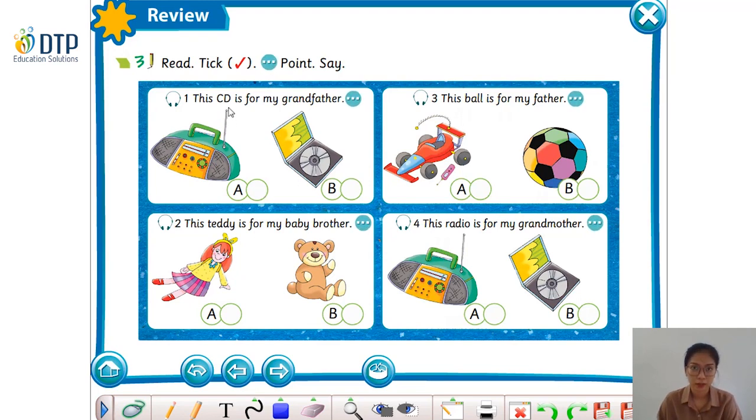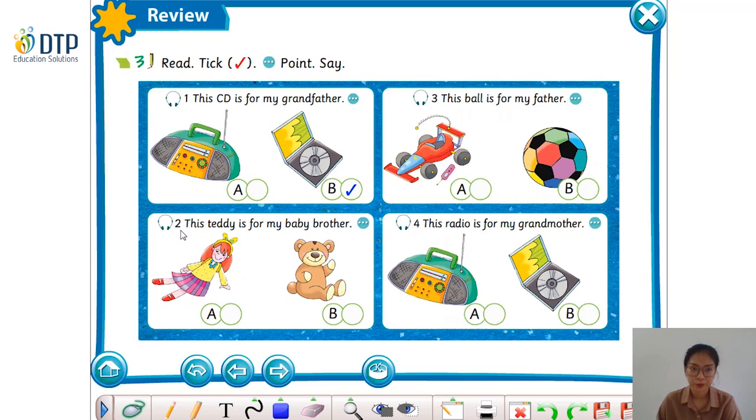Number one, let's read. This CD is for my grandfather. Oh, CD. So picture A or picture B is CD? It is picture B. Good job.